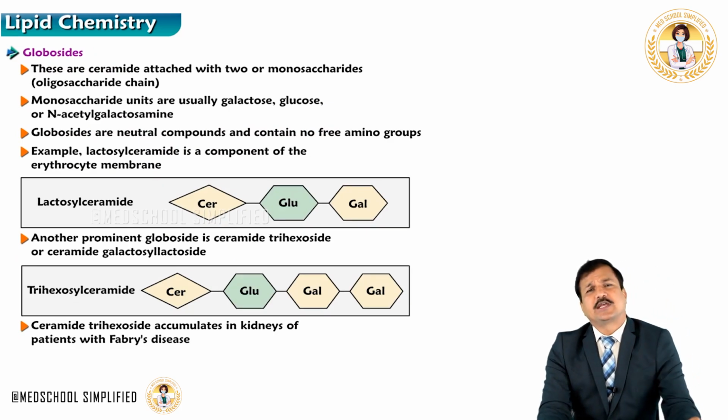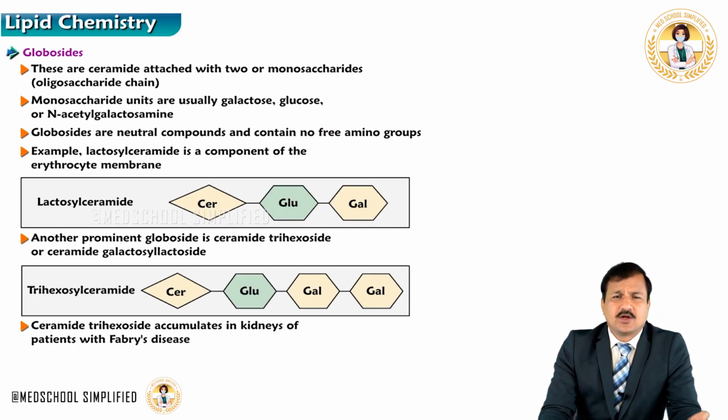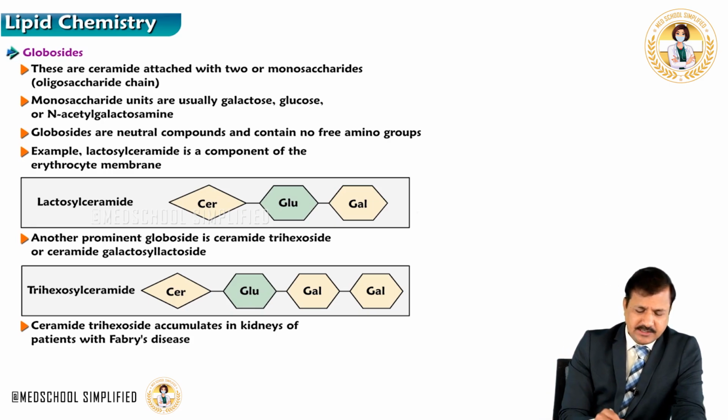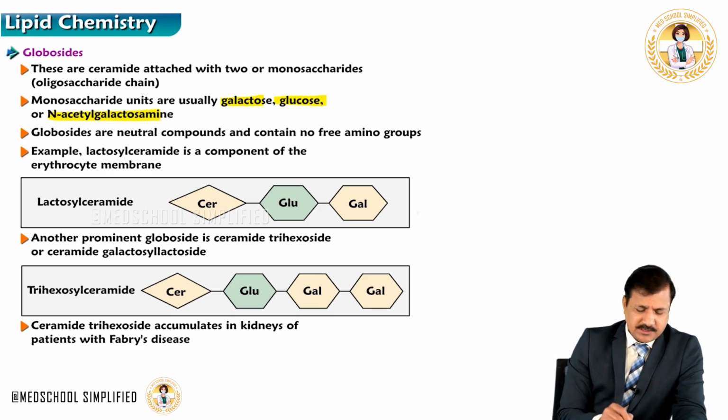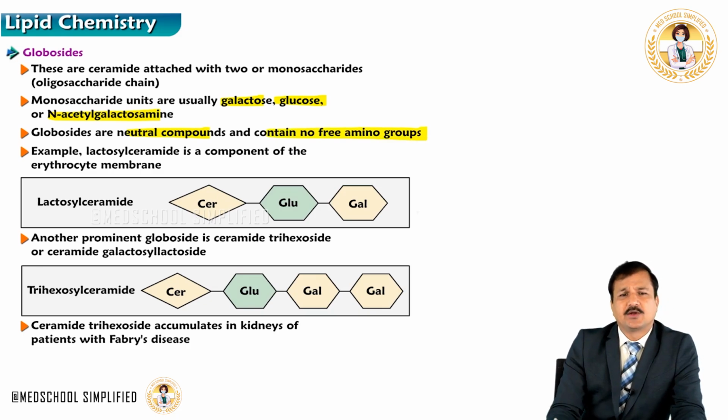Now let's move on to see globosides. Globosides are the ceramides which are attached with two or more monosaccharides, that is, an oligosaccharide chain is attached. And the monosaccharide units are usually galactose, glucose or N-acetyl galactosamine. So globosides are neutral compounds and they contain no free amino group.